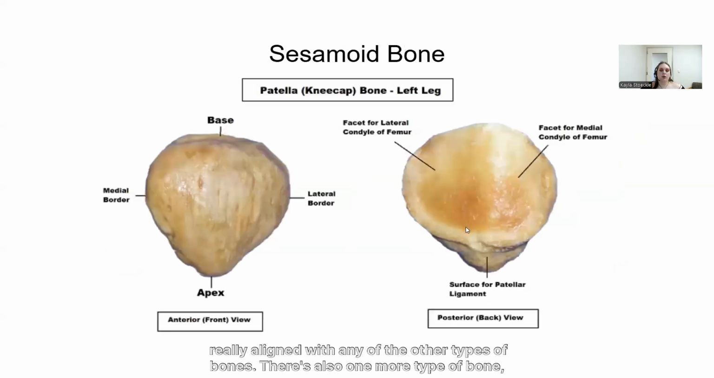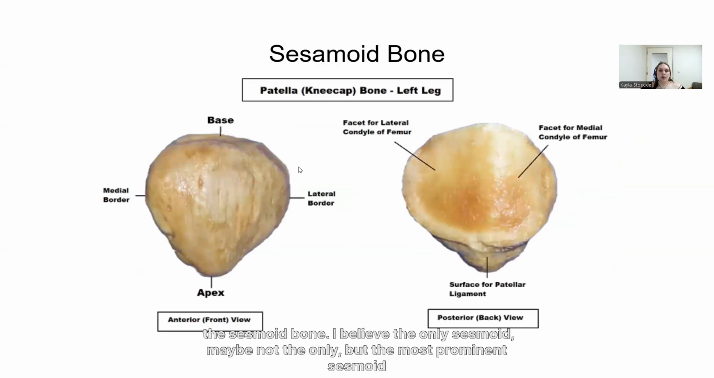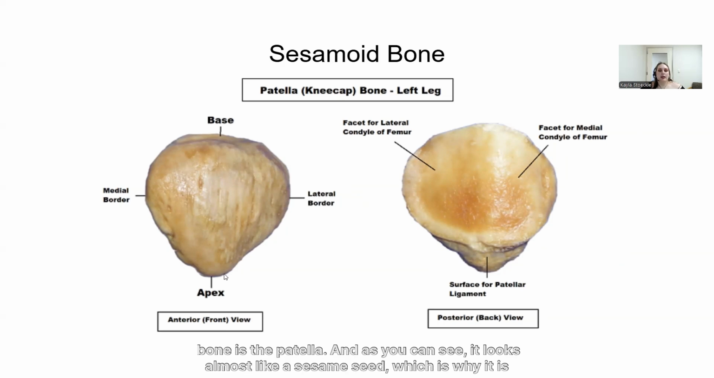There's also one more type of bone, the sesamoid bone. I believe the only sesamoid, maybe not the only, but the most prominent sesamoid bone is the patella. And as you can see, it looks almost like a sesame seed, which is why it is called the sesamoid bone.